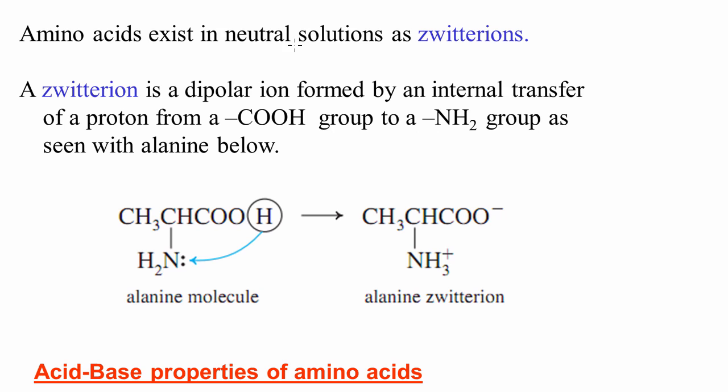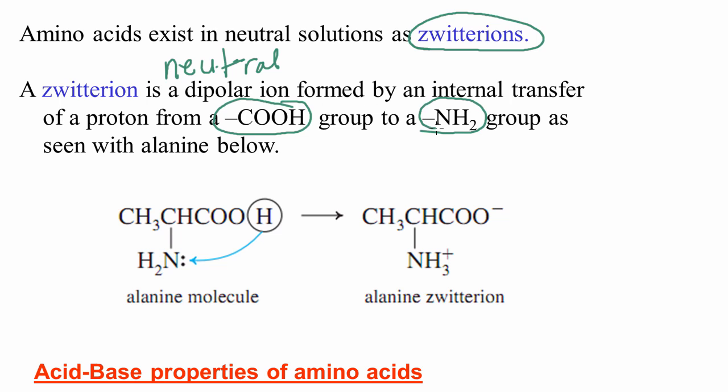Amino acids exist in neutral solutions, okay, pH is 7, as zwitterions. Funny word. A zwitterion is a neutral dipolar ion, and this dipolar ion is formed by an internal transfer of a proton from the carboxyl group to the amino group. So we see what happens here.